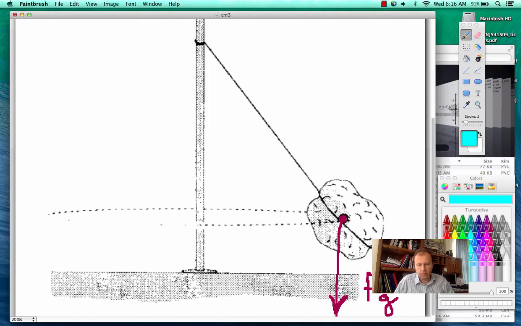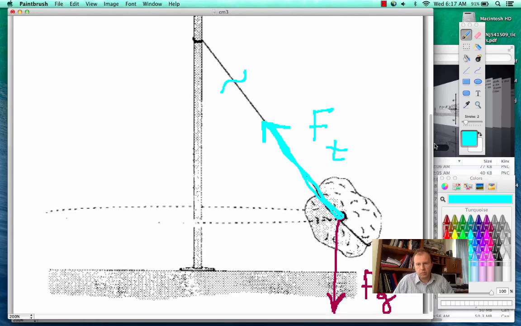But the rock is tied to the string. If I imagine here a piece of scissors and I cut the string, what will happen with the rock? It will fly away. Therefore, there has to be a force in the direction of the string, this way, that holds the rock in place. And this is the force of tension, right? That's it. There's no force of friction, right?